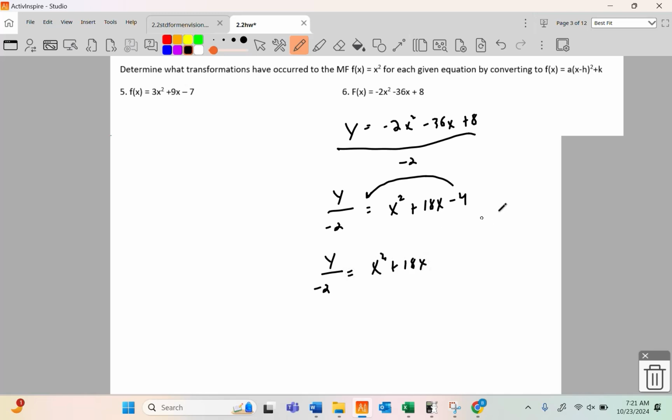We're going to take half of b, and b is 18. We're going to cut it in half. You're going to get 9. We're going to take that 9, we're going to square it and get 81. And we're going to add that to both sides. And I forgot to write +4 here, didn't I? And that's not part of the fraction. I have to add 81 to both sides.